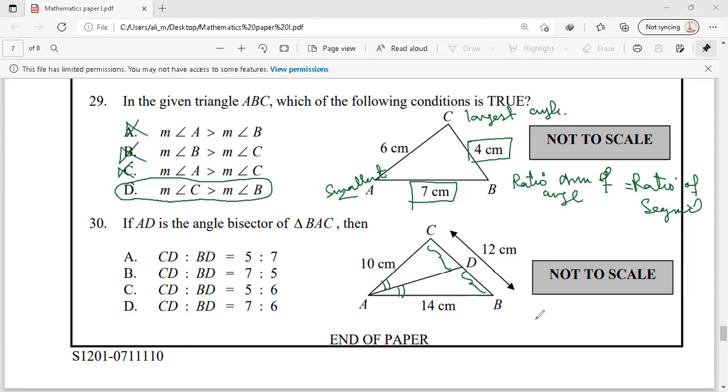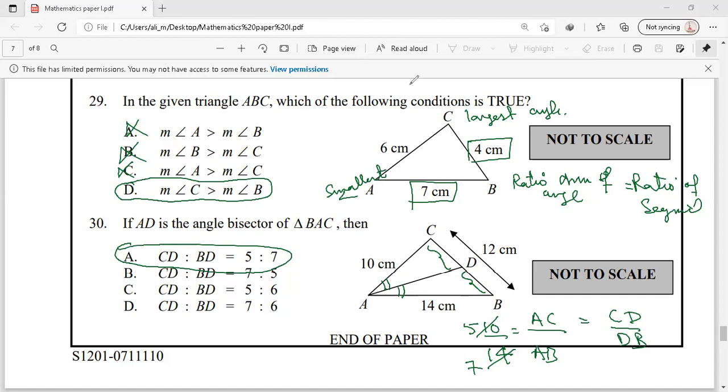Similarly, these two are the segments that are proportional to the arms of that angle. So let's make the ratio AC to AB. This is the ratio of the arms of the bisected angle, and the ratio would be equal to CD over DB. So if we substitute the values of AC and AB, that are 10 and 14, two fives are 10 and two sevens are 14. So the ratio CD over BD is equal to 5 over 7. So option A is the right answer for this last question of this year.